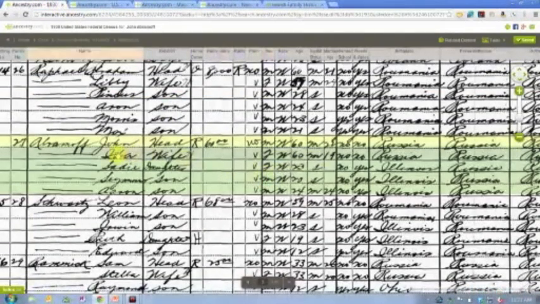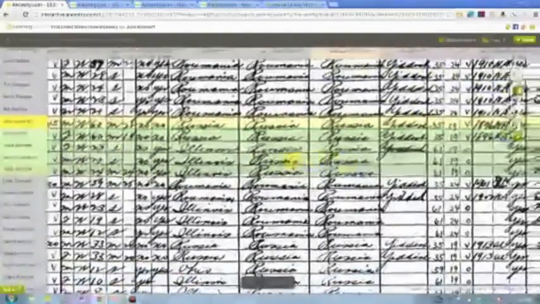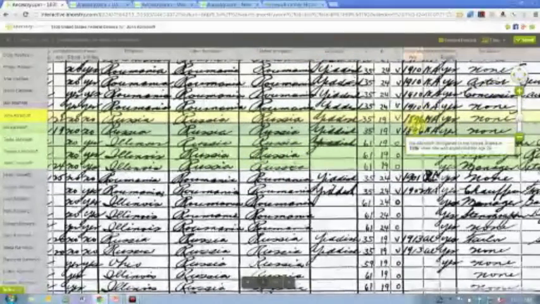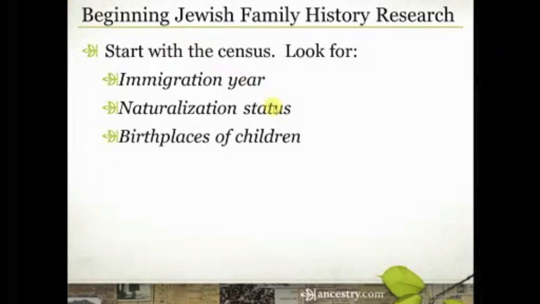Now we're in the 1930 census, and if I scroll over here, we see that we're back to the 1890s. It lists 1896, so still kind of a few years different than some of the other records, but at least that makes more sense to me than 1911. And again, he's listed here as a naturalized citizen. So these census records, make sure you collect them all. Pay attention to immigration year and naturalization status.